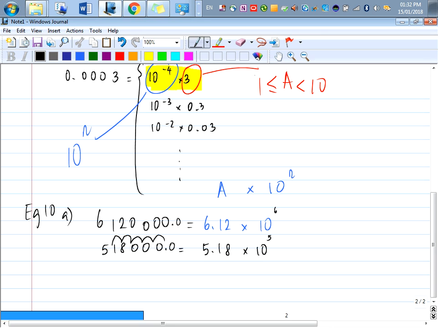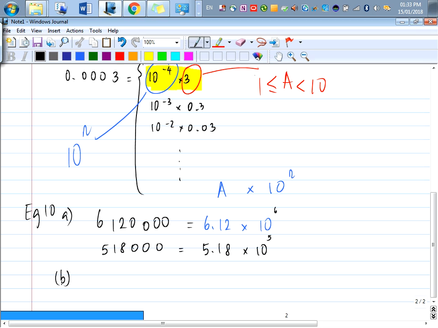This always works. You can always go and calculate it yourself to convince yourself. Because it's actually 6.12 times 10 to the power of 6, and this is actually 5.18 times 10 to the power of 5. They are the same thing. Okay, now let's go on to part B.